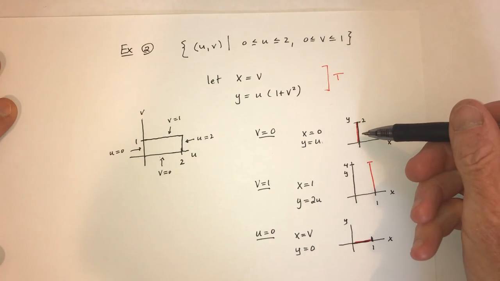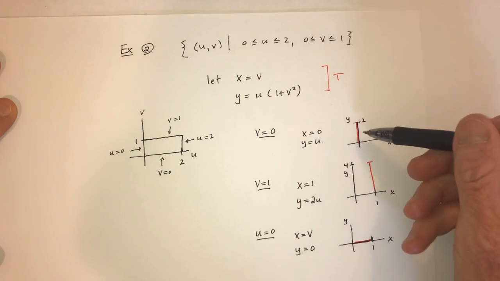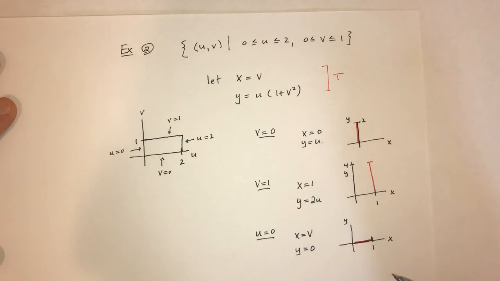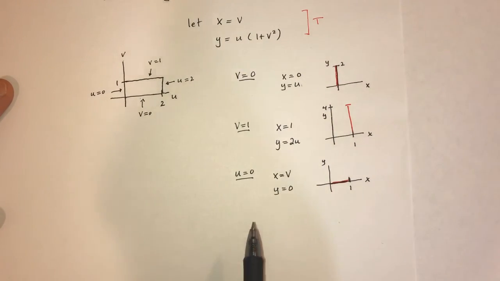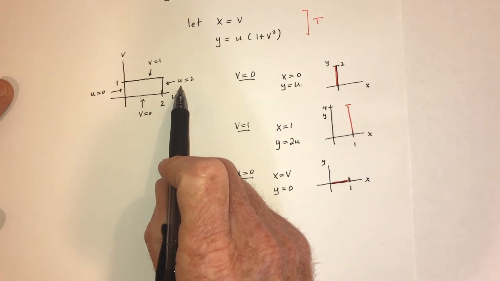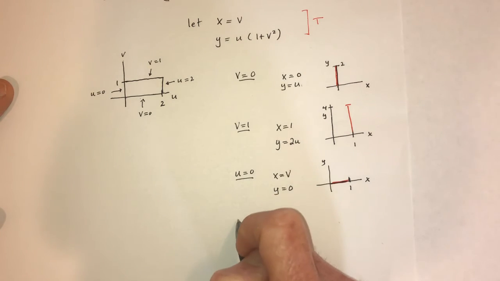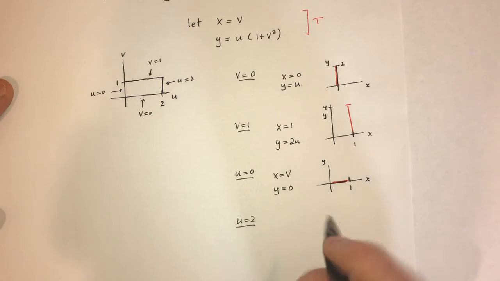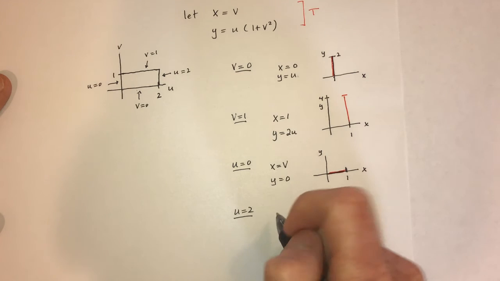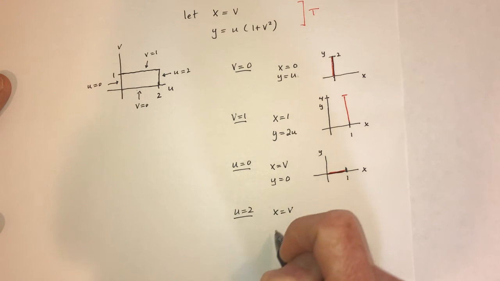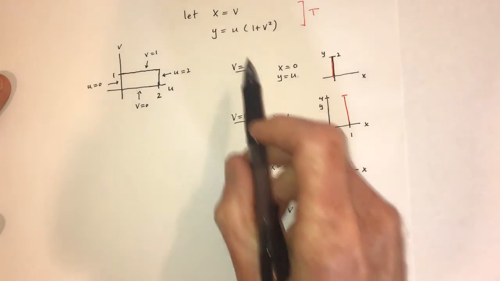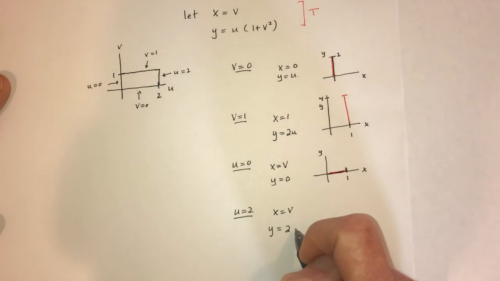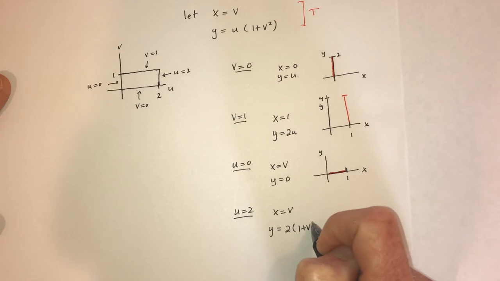And then once we're done with the 4 sides of this, we'll get 4 pieces, and then we'll put those pieces together. So we've just got 1 more to go. Who's missing? u equals 2. We're missing that one. So if u equals 2, then x is still going to equal v, and y is going to equal, u is a 2, so it's going to be 2 times 1 plus v squared.